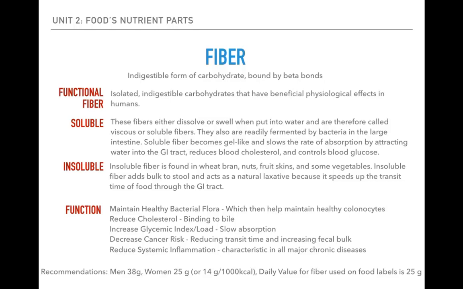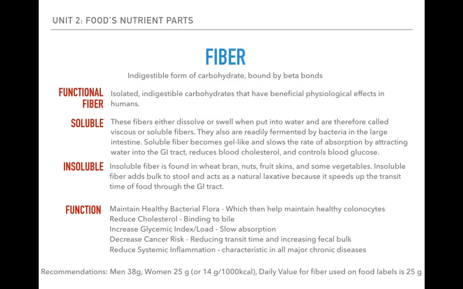The soluble ones dissolve and swell when put into water. These are fermented by bacteria in the large intestine, so this is food for bacteria. And these become gel-like, and they actually slow the rate of absorption in the small intestine by attracting water into the GI tract, and they can end up reducing our blood cholesterol and control our blood sugar levels.